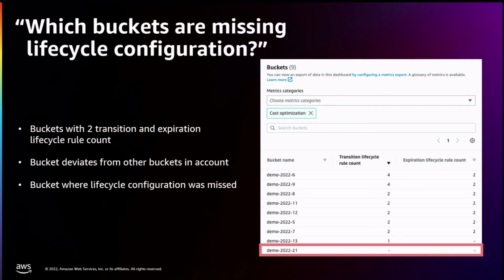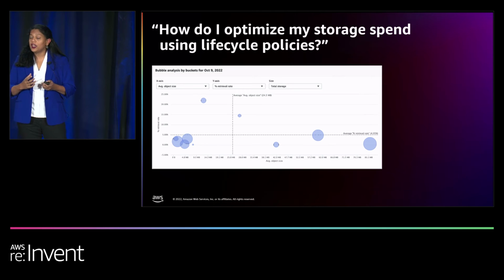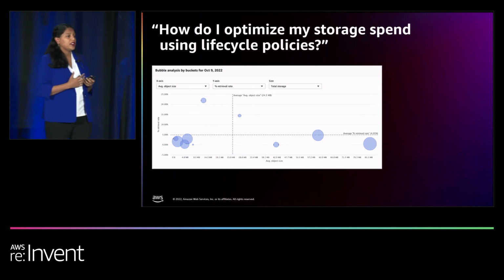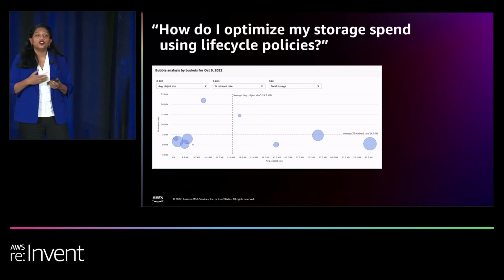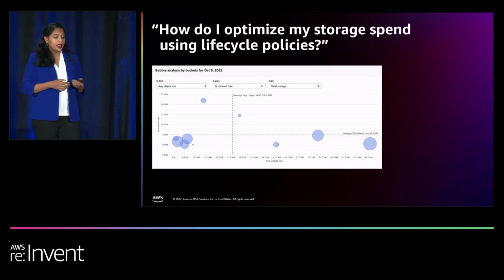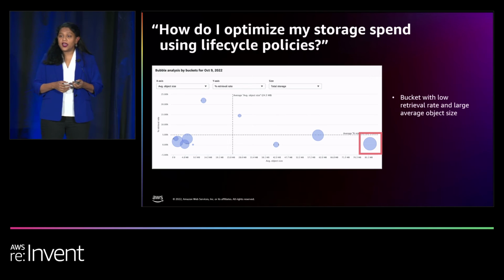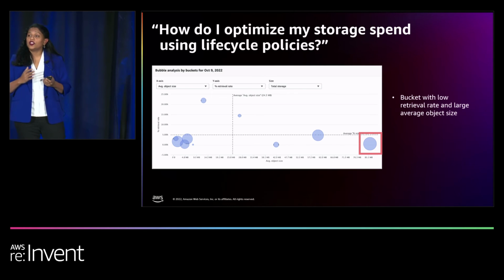I also have a bucket here which has entirely missed application of a lifecycle configuration. And this is causing me to miss out on cost savings. Once you find out that you have buckets which are missing lifecycle configuration, the next question that you'll ask is, how do I find the right lifecycle policy to apply? And you can use Storage Lens for this. Storage Lens allows you to check if you have buckets that aren't being accessed frequently and are eligible to move to the colder storage tiers like the Glacier Deep Archive or the Glacier Flexible Retrieval. In my example, the bucket on the right corner here, if you see, it has a very low retrieval rate, near 0 almost, and it has a large average object size.